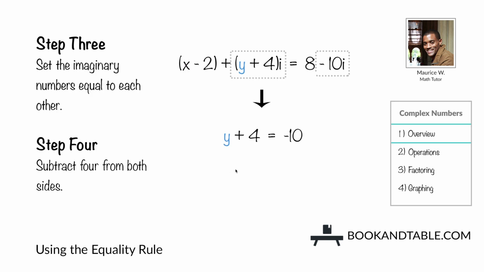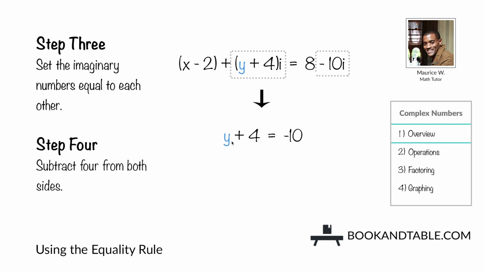And now we'll find y separately. So step 3, set the imaginary numbers equal to each other. So on the left side, the expression that represents our imaginary number is y plus 4. And on the right side, it would be negative 10. We can leave the i's out. So we have y plus 4 is equal to negative 10.